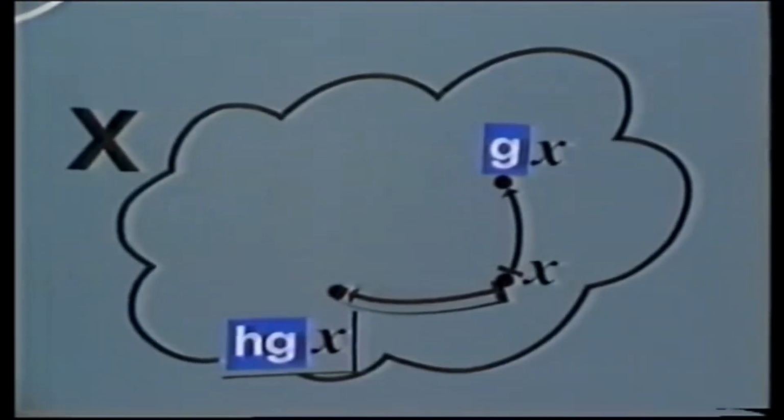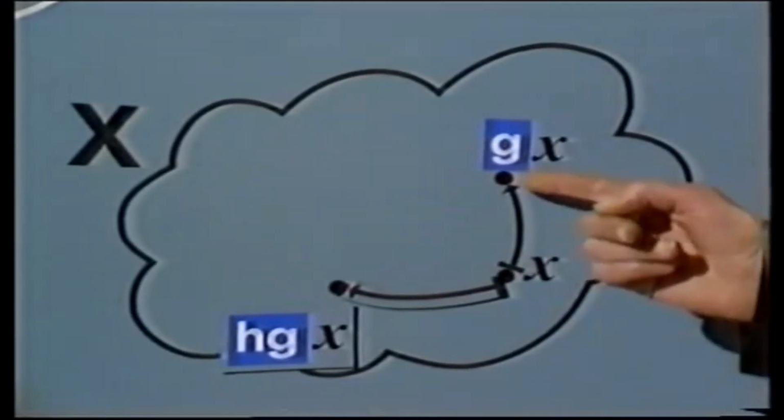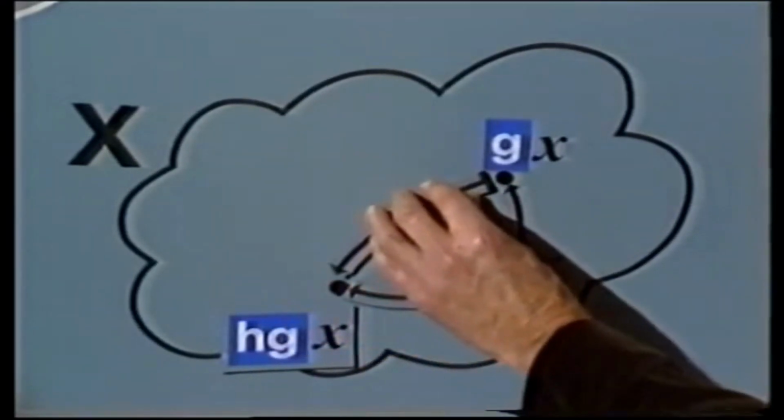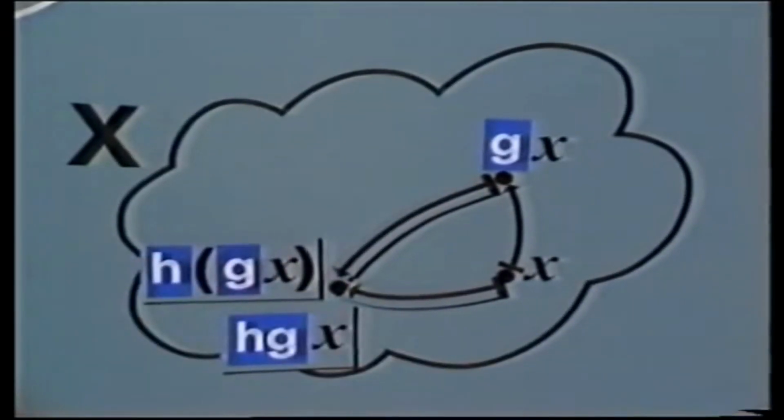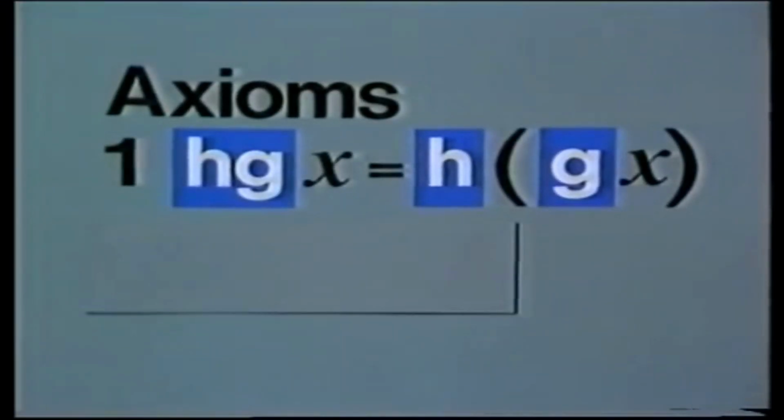Now, the action of a group should in some way mirror the structure of the group. So hg should combine the action of h with that of g. That is, the action of h on gx should give us the same point. And that leads us to the first of our two axioms. For every point x in X, the action hg on x equals the action of h on gx.